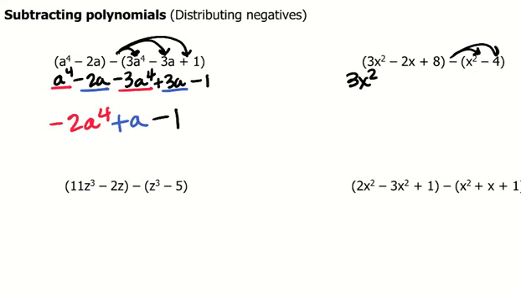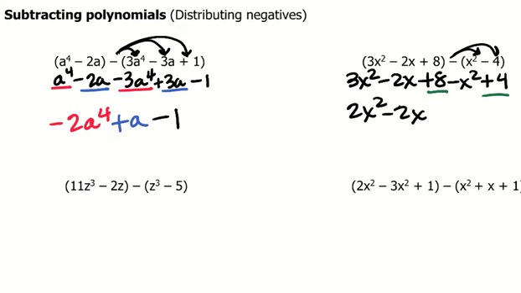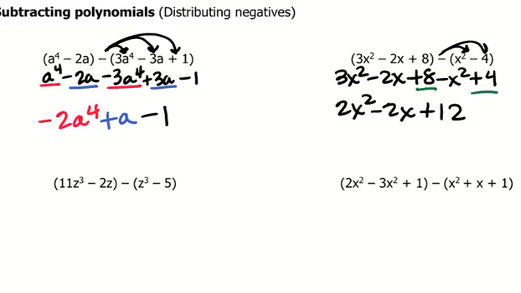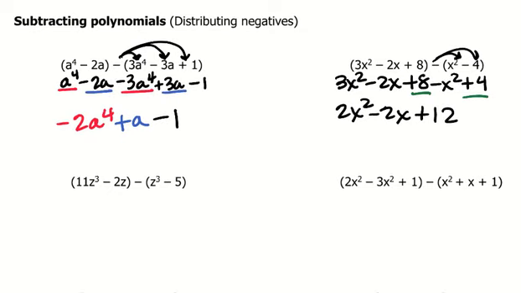Okay, over here again, I'm going to distribute that negative. So it's 3x squared minus 2x plus 8 minus x squared plus 4. Okay, so the x squareds, I've got 3 minus 1 is 2x squared minus 2x, and then the constant numbers I've got are plus 8 and plus 4. That's going to be plus 12. Okay, so y'all do the next two and then check your work against mine.